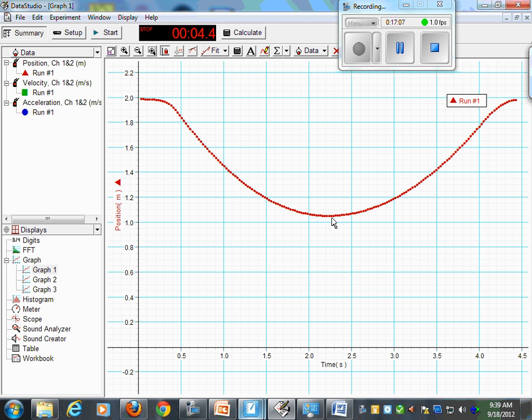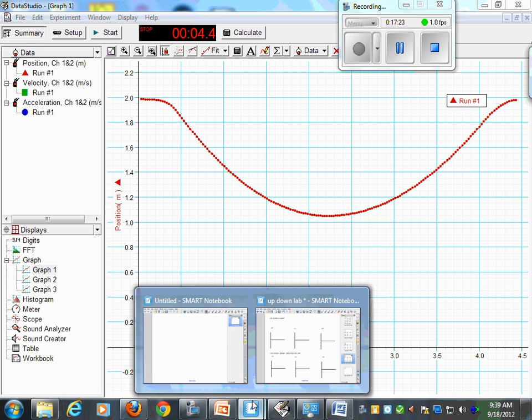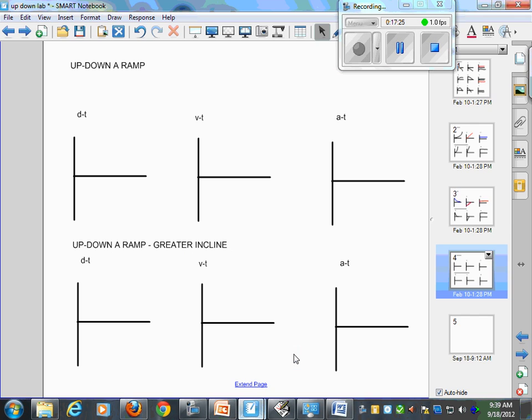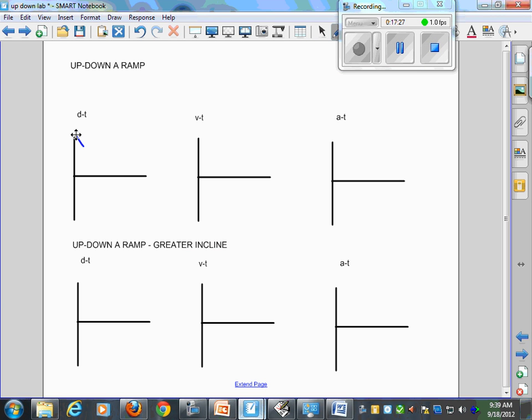Does it ever stop? Does the velocity ever go to 0? The velocity goes to 0, right there. It flattens off, and then it speeds up as it comes back down the hill. So you get that bowl sort of shape, right? So yeah, you should have up, down, should be like that.